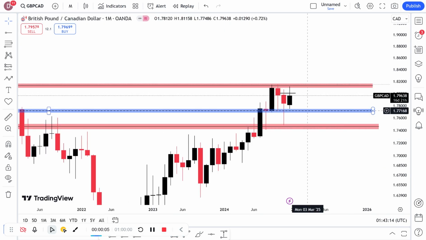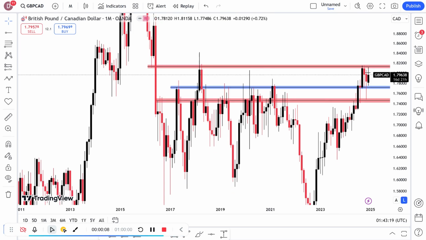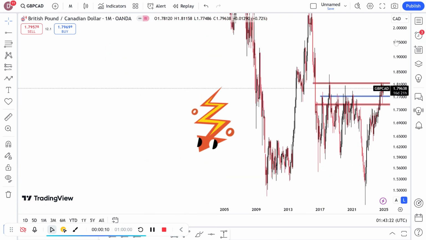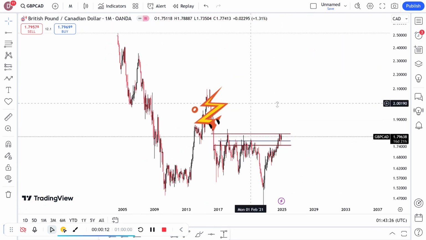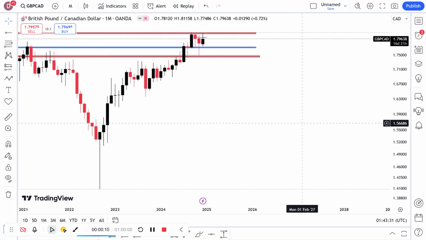Now GBP/CAD. On the monthly time frame, we can see that GBP/CAD is in a downtrend. When we draw the chart, when we compress the chart, we can see that it's in a downtrend. So how are we going to participate in this market right now? How are we going to participate in this market from here?